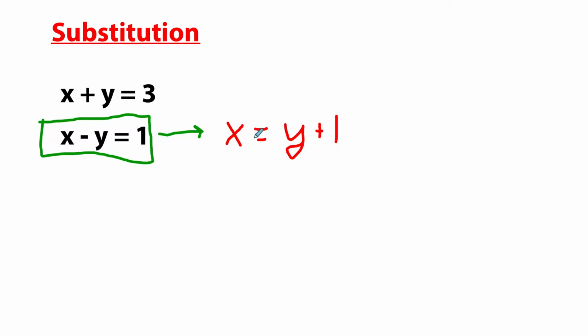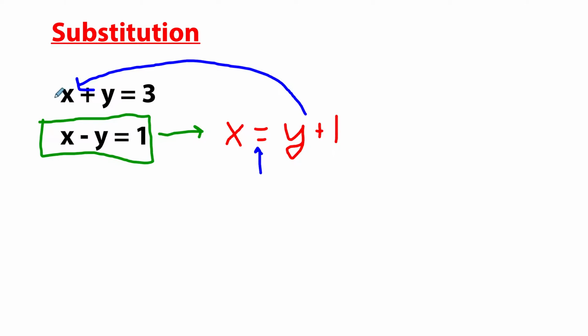Why did I do that? Well, this equal sign implies that these two things are equivalent, that x is the same as y plus 1, that whatever y is, if I add 1 to it I would get x. So anywhere that I see an x in my other equation, I can plug in or substitute a y plus 1. Since x equals y plus 1, since those two things are equivalent, I can substitute a y plus 1 in for all x's in my other equation.